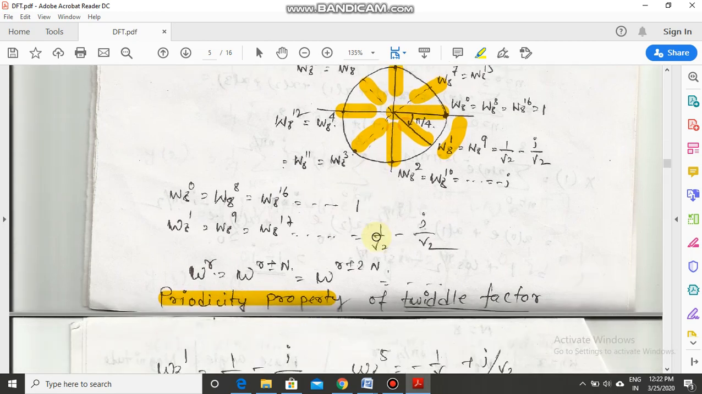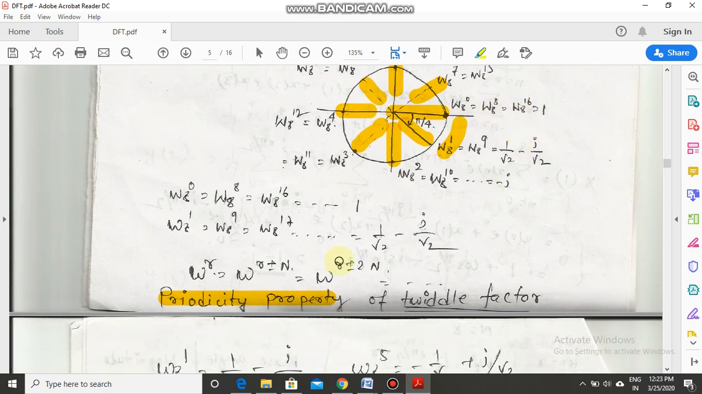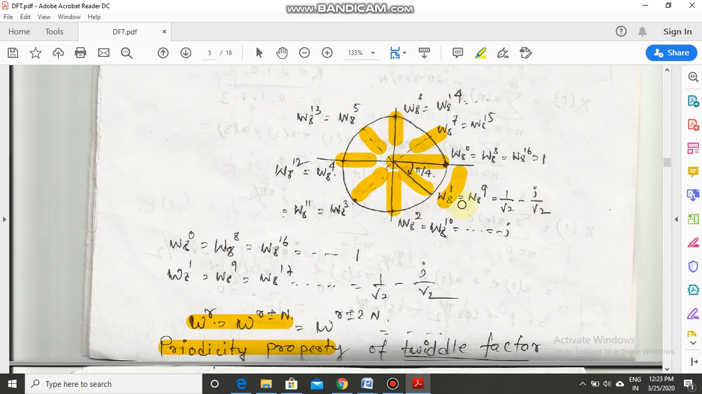So first we will discuss the periodicity property. Periodicity property means, see, W8 of 0 is equal to W8 of 8, equal to W8 of 16, which means it is repeated after 8 samples. In general we can write W^r is equal to W^(r plus minus N), so capital N is the periodicity of this twiddle factor. From this diagram it is very clear that W8 of 1 is equal to W8 of 9, and W8 of 2 is equal to W8 of 10. So this is called the periodicity property.